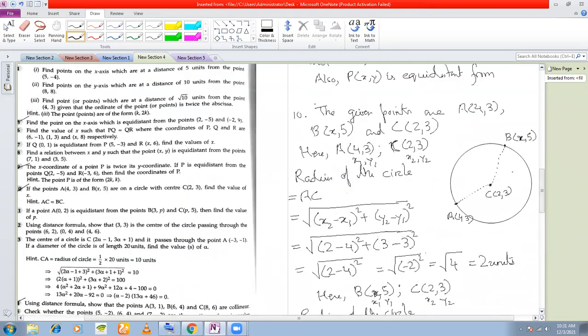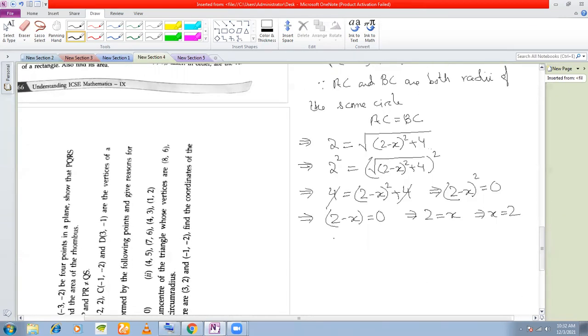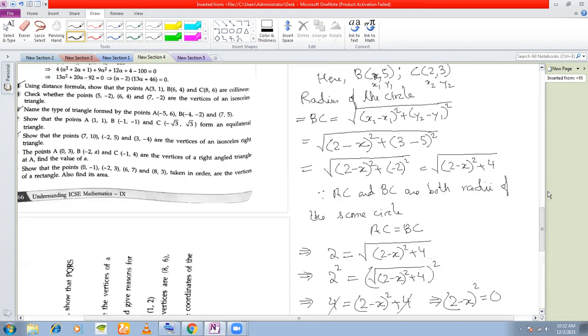So what should be the coordinates of B? The coordinate of B is (x, 5). So what is the value of x we have found out? 2. So therefore the coordinates of B are (2, 5). Hence the coordinates of B are (2, 5), and that should be your answer. Clear with this? Yes? Any question?